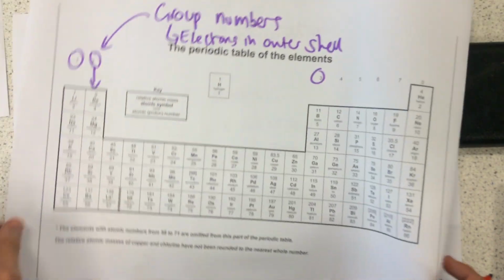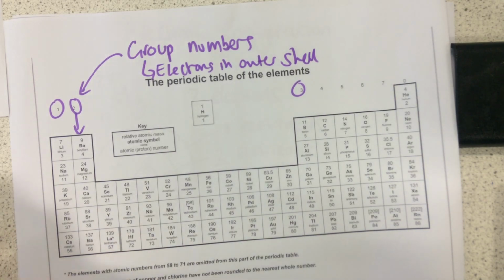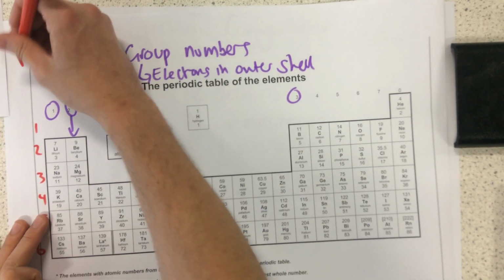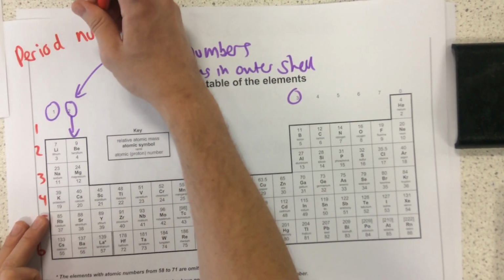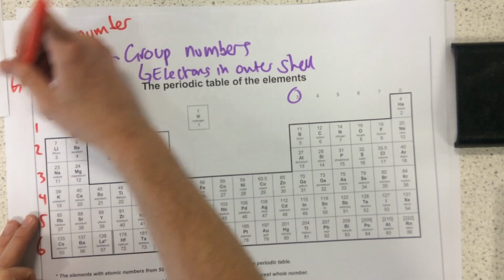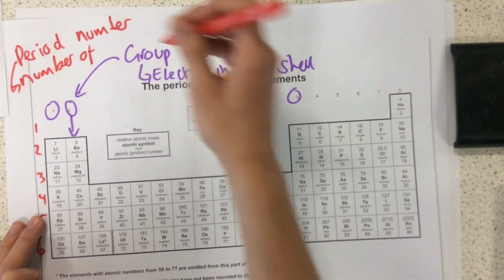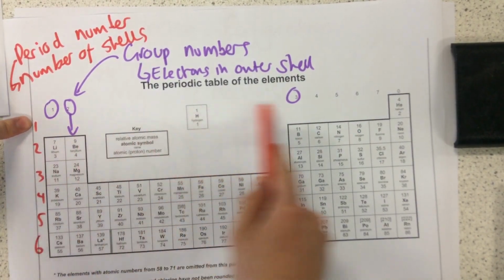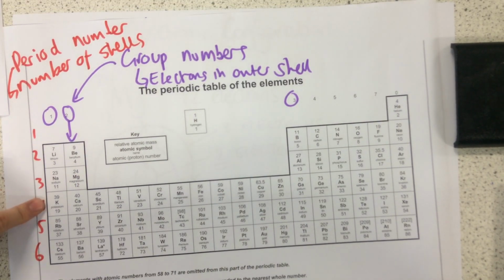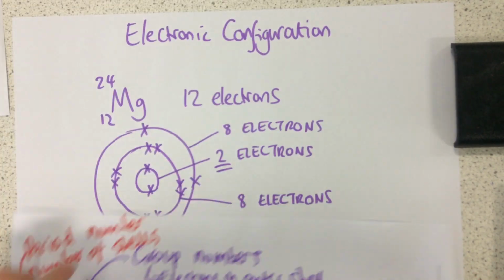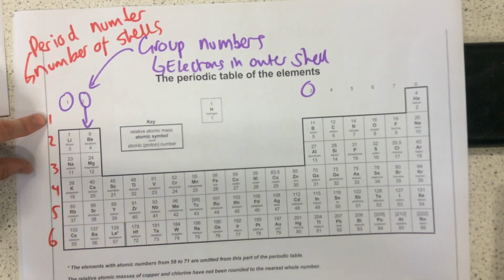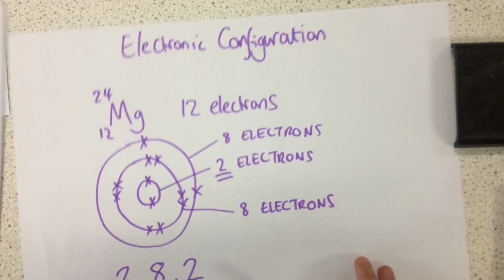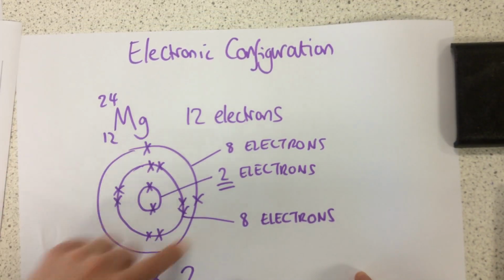Now the other number that can help us out when it comes to electronic configurations is down here. These are the period numbers. The period number tells us the number of shells. So please remember that the first period is along here. So we've got 1, 2, 3, 4, 5, 6. We could double check our electronic configuration of magnesium. Because magnesium is in period 3, it should have 3 shells. Let's double check. 1, 2, 3.